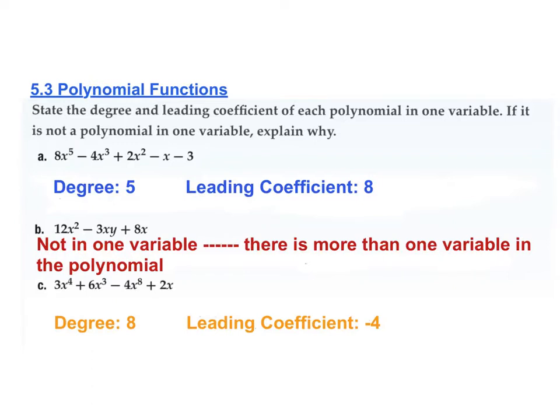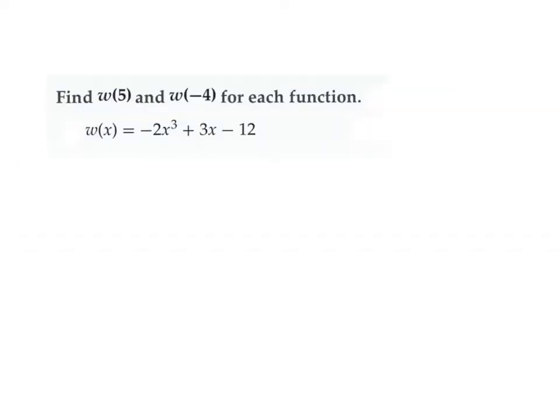So that's part of what you're going to do today. Again, nothing really new here. We've talked about degree. Leading coefficient, I guess, is technically new. The rest of what we're going to do today is not new, and it's going to look like you're going to be evaluating functions. Okay? And in this case, we're going to have this function w of x. And the rule basically is -2x to the third plus 3x minus 2. So in this problem, you're going to find w of 5. You'll go through and work that out, and then you're going to find w of -4.